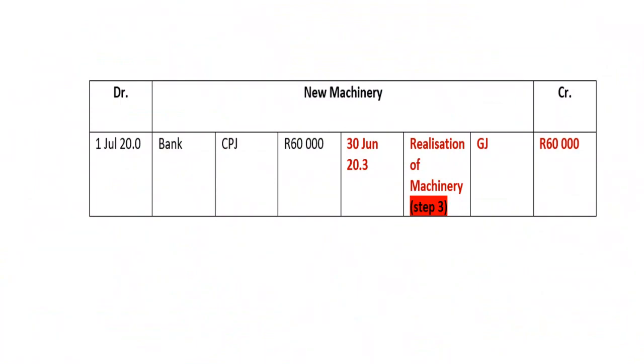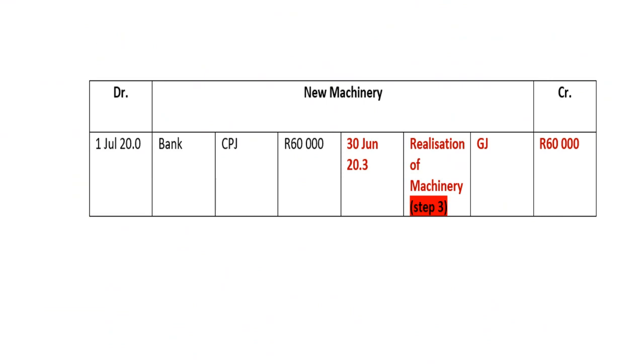When we bought this machinery, we posted it on the debit side. But on step 3, they are telling you to transfer that cost of the machinery on the date of disposal to where? To the realization account of that machinery. So they are telling you to zero out this account. How do you do that? The machinery needs to be credited. And what are you going to debit?